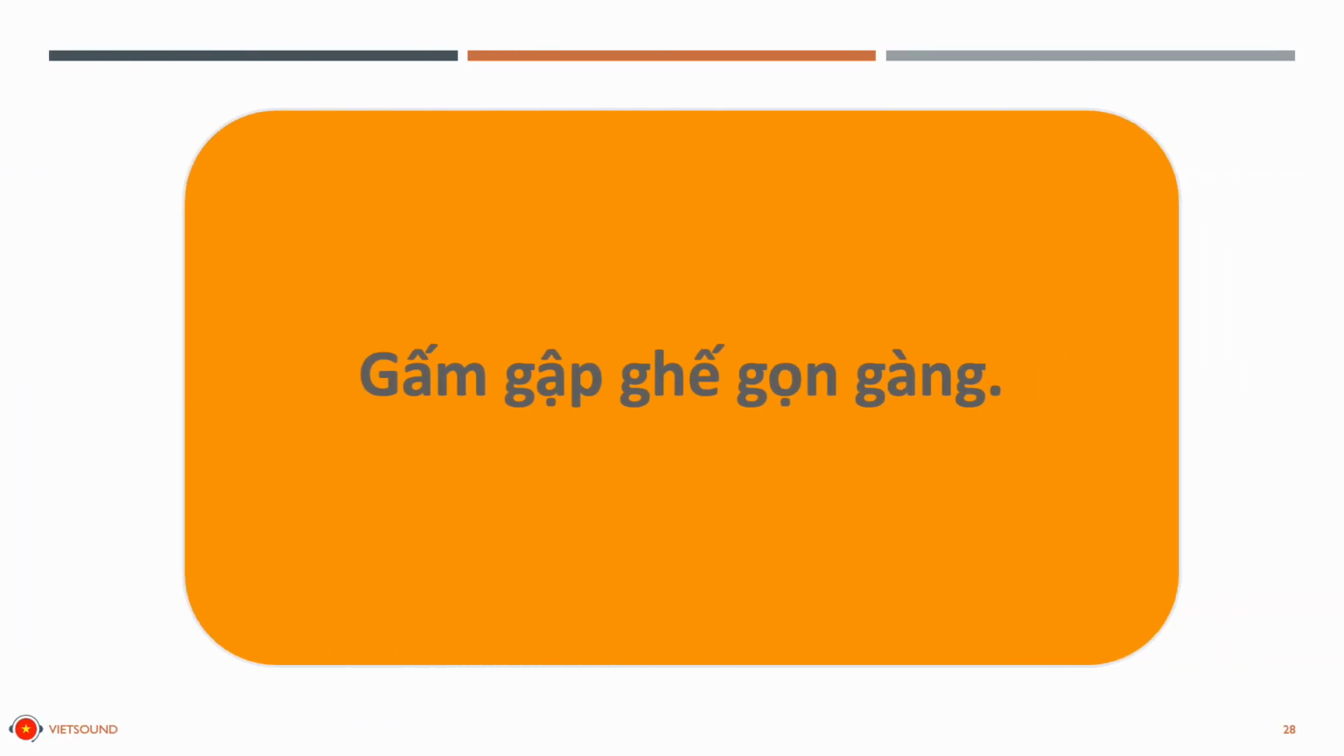Now let's try to say a sentence with many of the G sound. We're going to do it in 3 steps. On the first step, I want to say the sentence very slowly. Then I'm going to do it a little bit faster. And on the last step, I want to say the sentence at normal speed. Gấm, gập, ghế, gọn gàng.